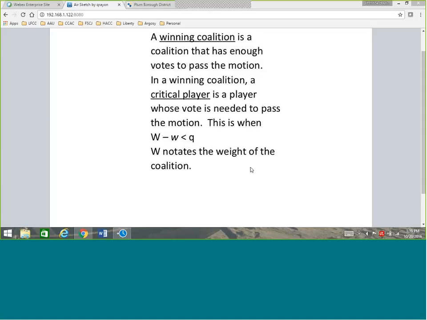The critical player is a player whose vote is needed to pass the motion, and this inequality notes that. So the capital W is the weight of the coalition. So you add up the votes in the coalition, and if you subtract the weight of the individual player, the lowercase w is the weight of the individual player. So if you take the sum of the coalition minus the weight of the individual player, and if it's less than the quota, that's a critical player. So it's a lot of subtraction with comparing with the quota to see which players in a coalition are critical players.